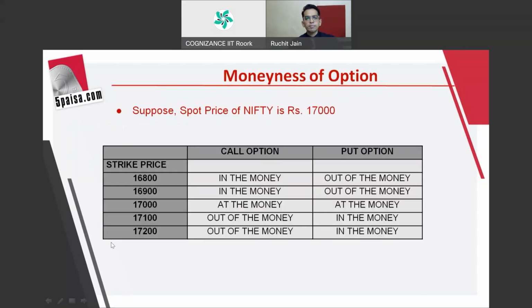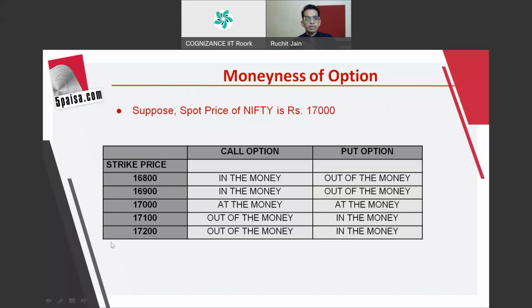Now let's understand one concept called moneyness of option. This is just a terminology. Suppose that Nifty spot price today is at 17,000. Today we are trading around 17,250 in Nifty, but I have just taken a round figure for example. So suppose Nifty spot price is at 17,000. There are different strike prices: 17,000, 16,900, 16,800, 17,100, 17,200. Every 100 rupees difference, or in fact every 50 rupees difference, you can find different strike price options.